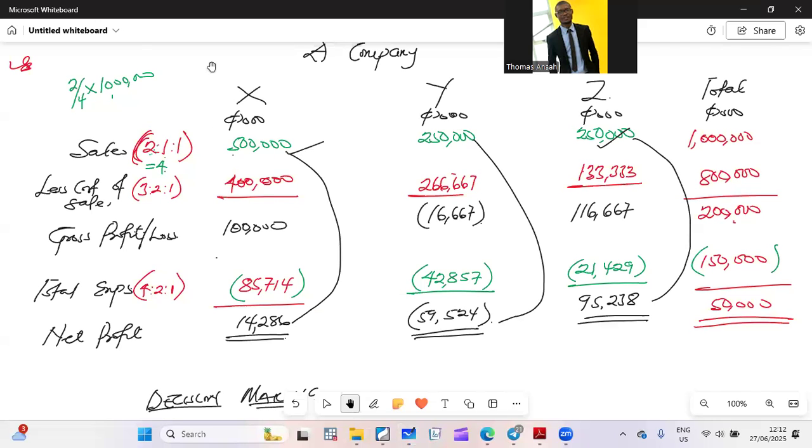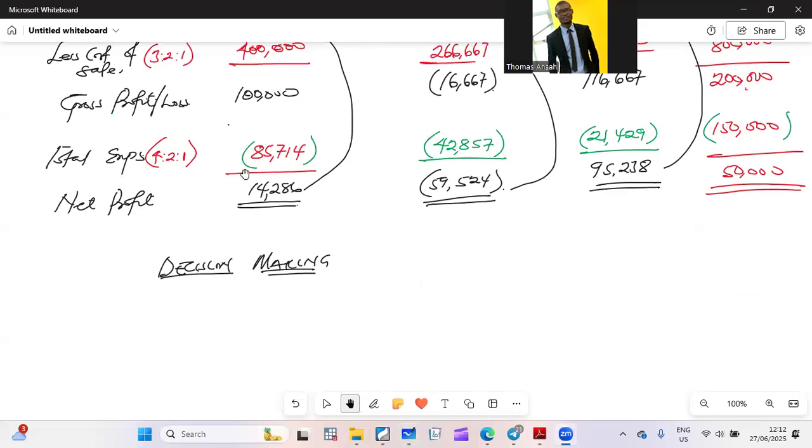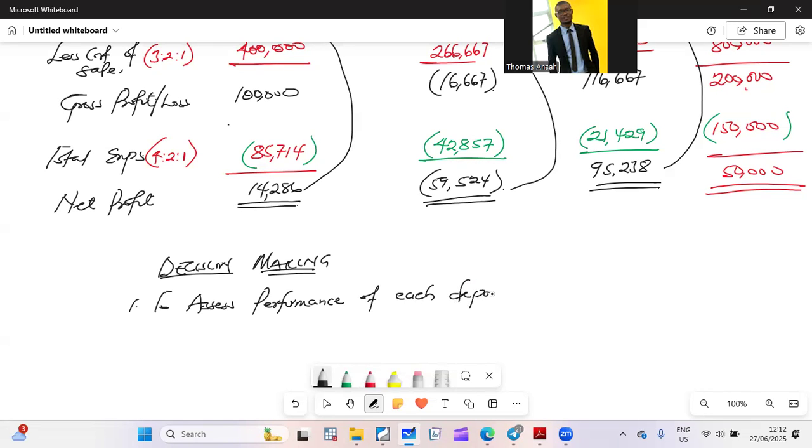So the essence of the departmentalization is to assess the performance of each of the departments. So you've already said it. So to assess performance. So all that we were doing was to assess the performance of the department. The next thing we are coming to do is to make informed decisions.